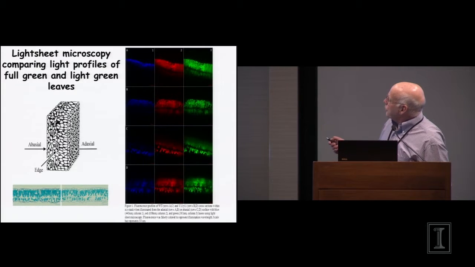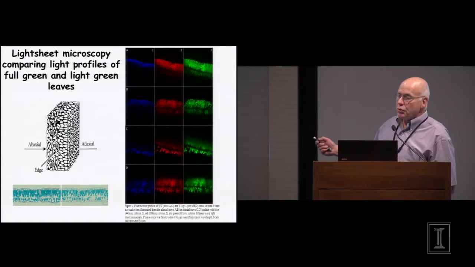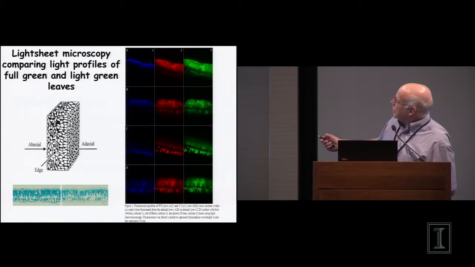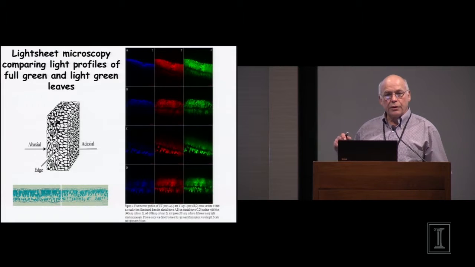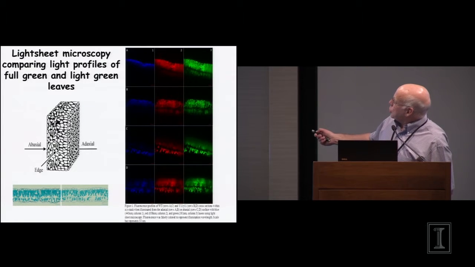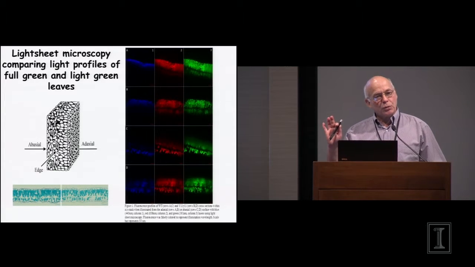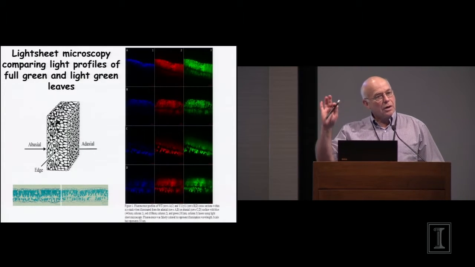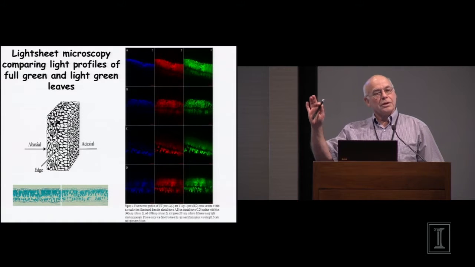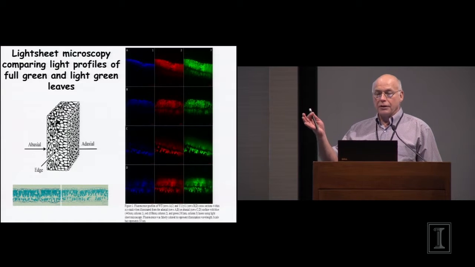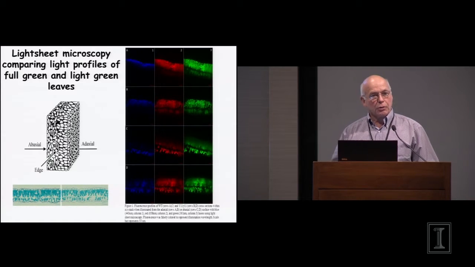These are false colored, and this is the wavelength, or the color, of the laser sheet that we're using. What you can see in the full green leaf is that when we illuminate with blue light from the top of the leaf, the penetration in the leaf is not very deep. Red light penetrates a bit more deeply, and green light penetrates the best. This is exactly what we expect from the absorption spectrum of chlorophyll. Oscillator strength is strongest in the blue, next strongest in the red, and weakest in the green. And that's, of course, why leaves are green, because then more of that light is being reflected.